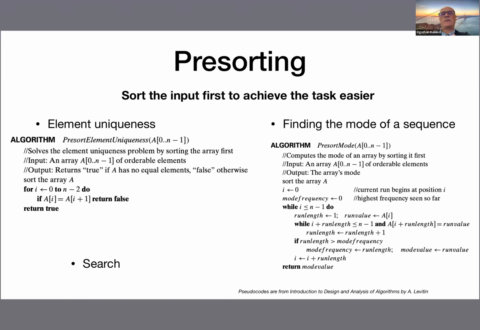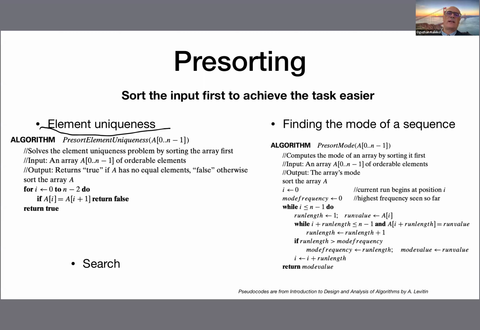The first one is the element uniqueness. What is the problem? I'm given a set of elements, and I would like to understand whether all the elements are unique or there are some repeats in this set. So what is the naive brute force method to solve this element uniqueness?